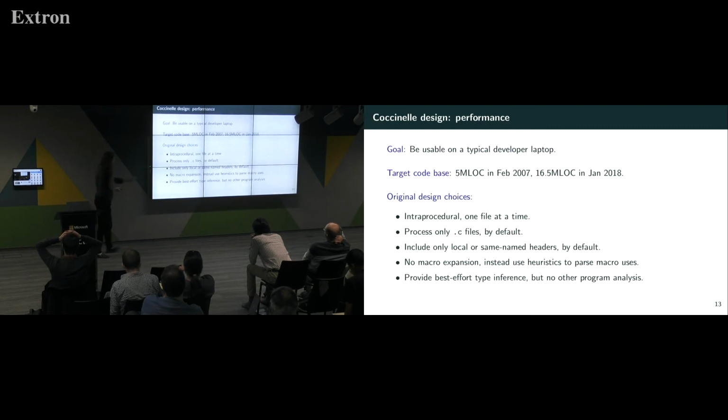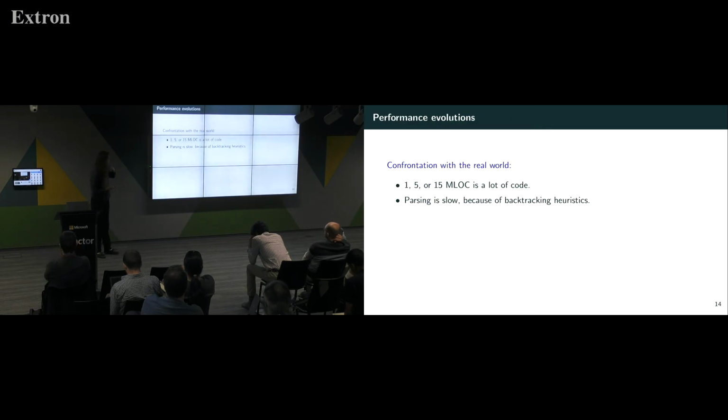Our assumption was that if we did all these kinds of optimizations, it would be good enough. Again, confrontation with the real world. 1 million lines of code is kind of a lot of code. 5 million lines of code, 15 million lines of code, 18 million lines of code is a lot of code.